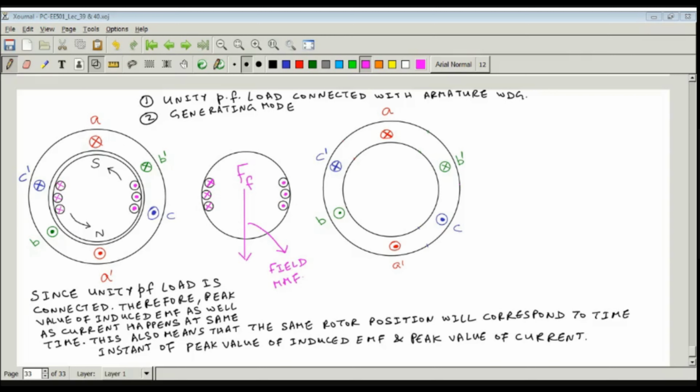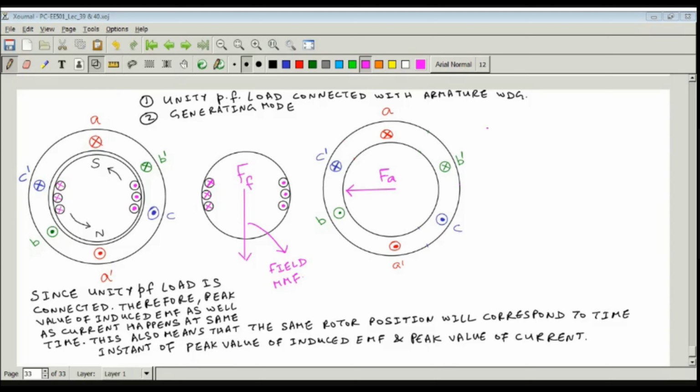Now where will be the armature MMF? Remember I told you that we will not take the MMF for the three coils separately. We will take the resultant MMF, and resultant MMF is aligned with the magnetic axis of that coil which is carrying the peak current. So who is carrying the peak current? Coil A dash has to carry the peak current because induced EMF in coil A dash is maximum at this moment. So this is your FA.